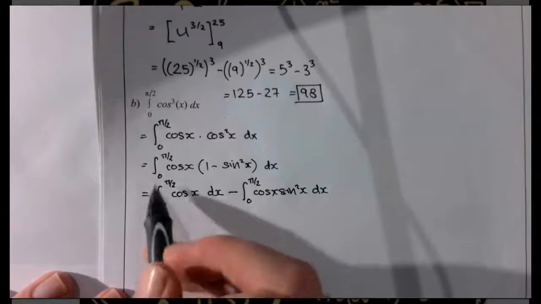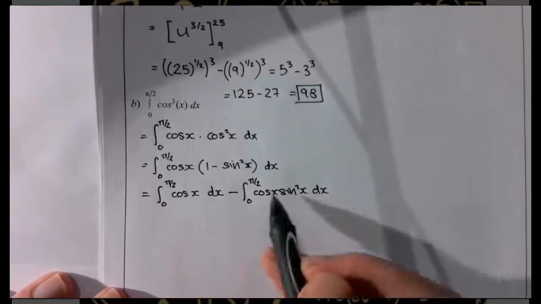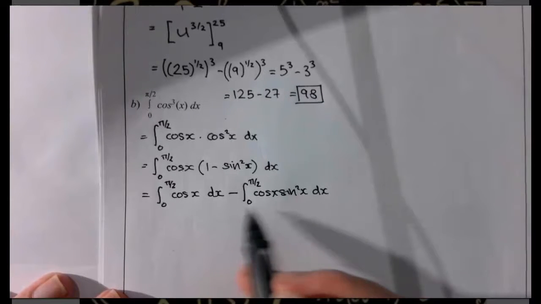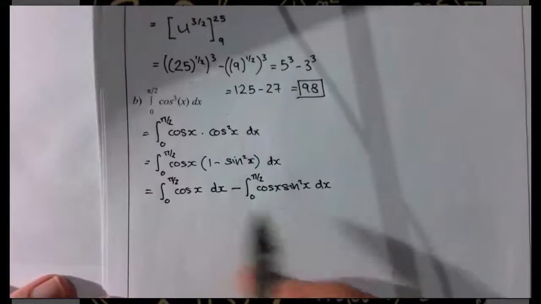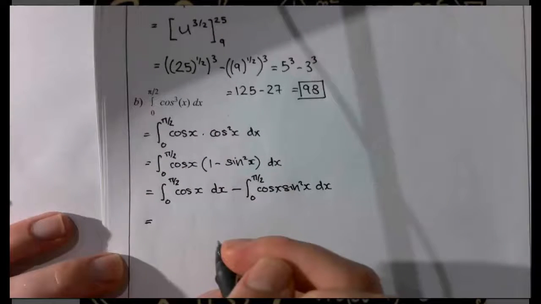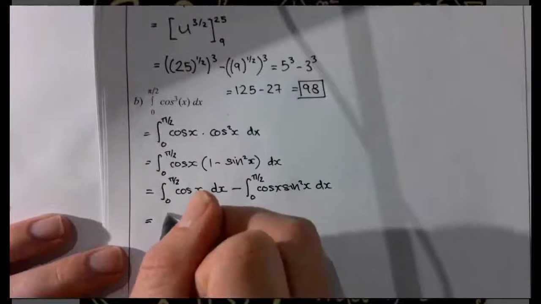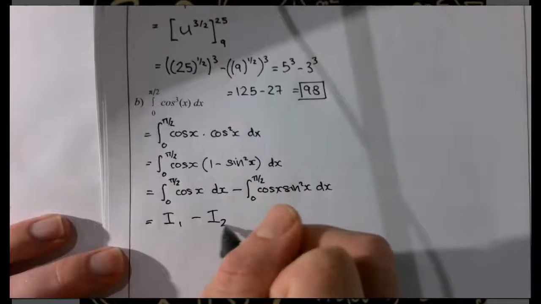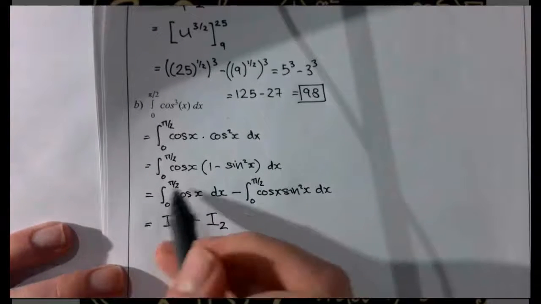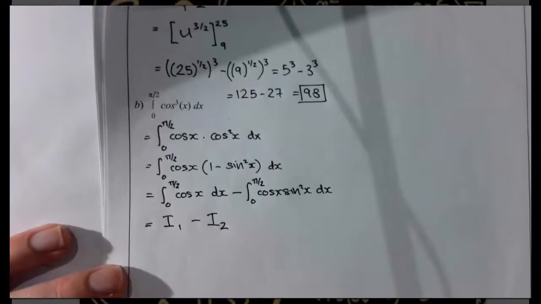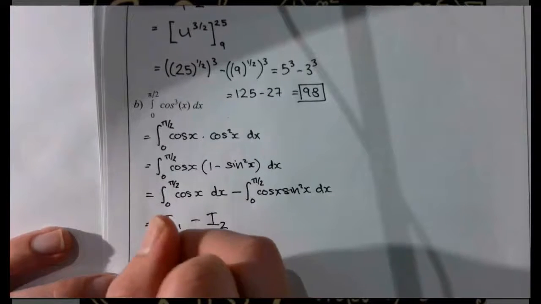And by doing this, I've switched to 2 integrals, both of which I know how to do. The first is a basic integral and simple. The second, whilst more complicated, fits the form for substitution. And so I'm going to evaluate these separately. So my trick for doing clear work is I'm going to say, okay, this is equal to I1 take away I2. So I'm defining the first integral as I1, and I'm defining the second integral as I2, and I'm going to work on them separately.